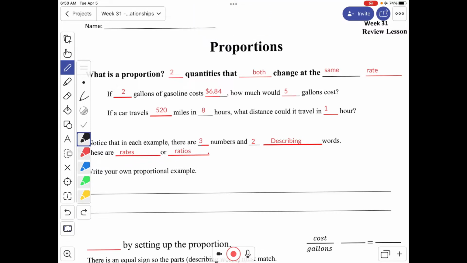So if you'll go ahead and pause the video, you can write your own proportion. See if you can come up with an example of a proportion. My example is, if Jackson can eat 5 hamburgers in 20 minutes, how many can he eat in 8 minutes? It's comparing hamburgers and minutes, and it's got 3 numbers.